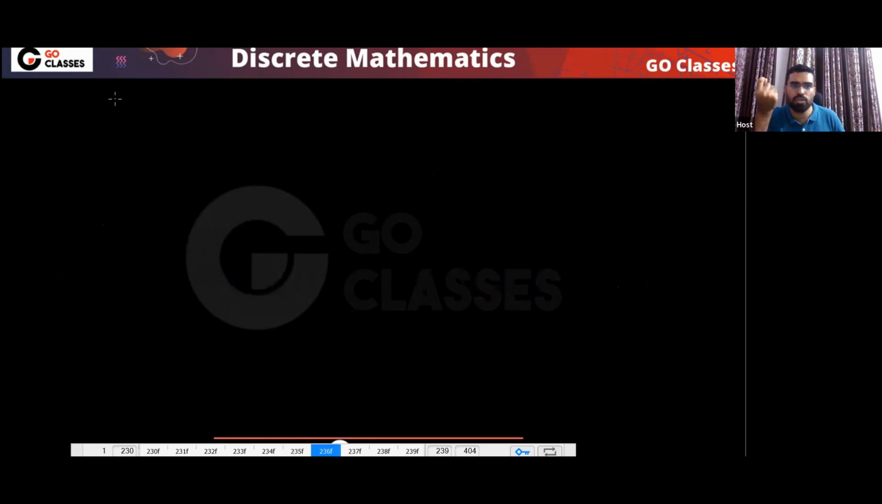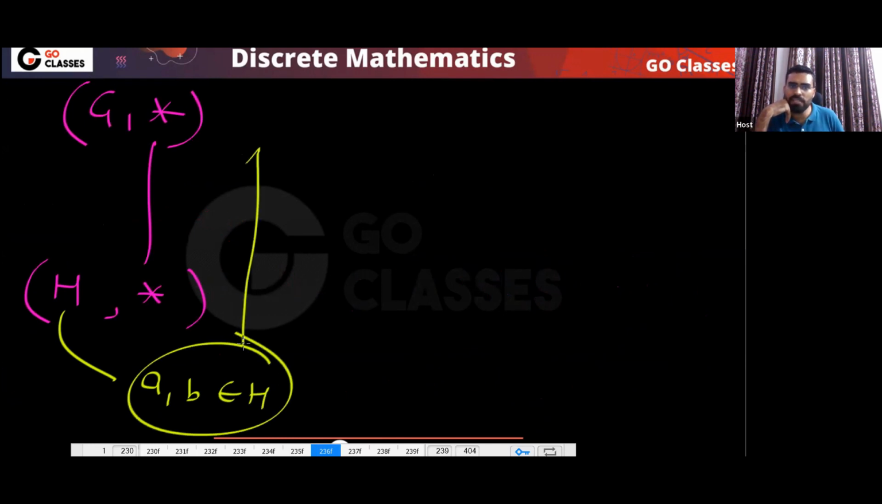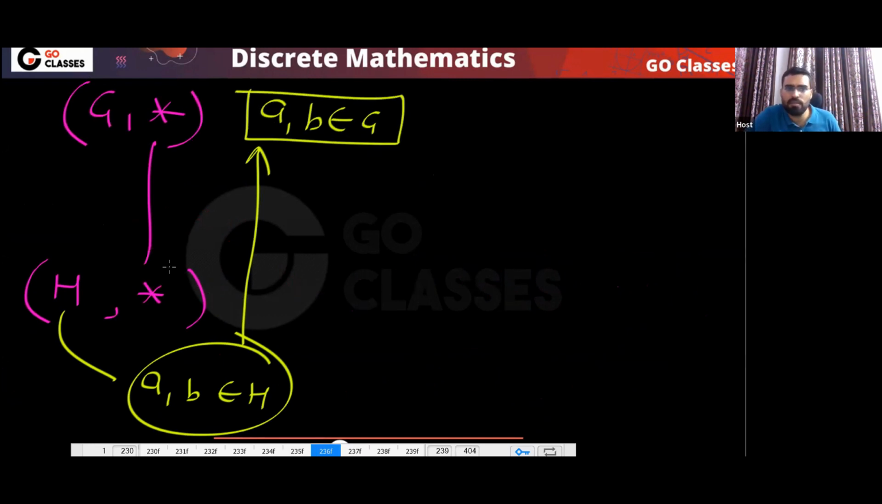So it's like you have G comma star, and you take the same operation on a subset. So every element here, if you take any elements a comma b, then that is also here. Yes or no? Agree? If you take any two elements a comma b in H, then these two elements are also in G.